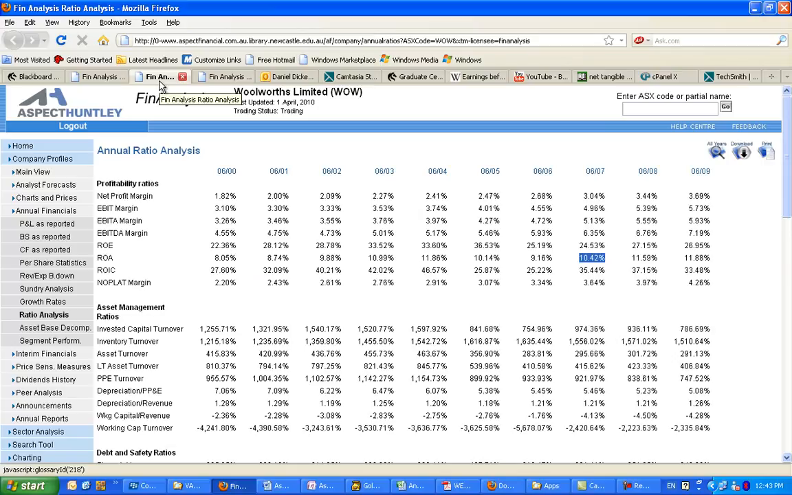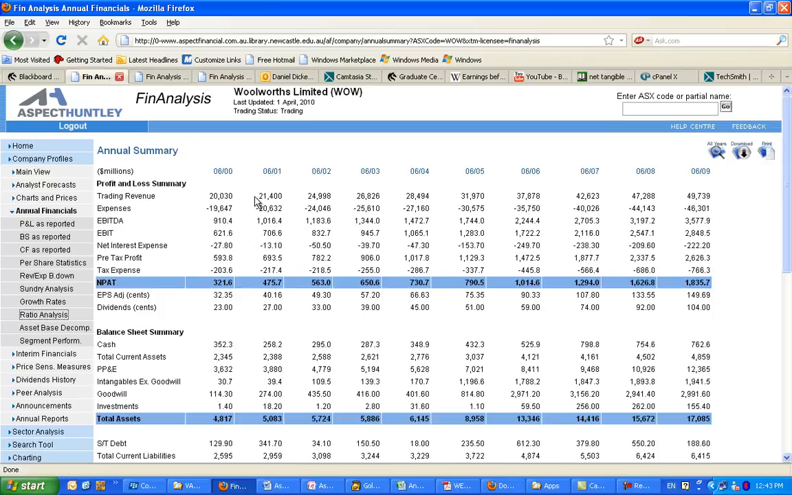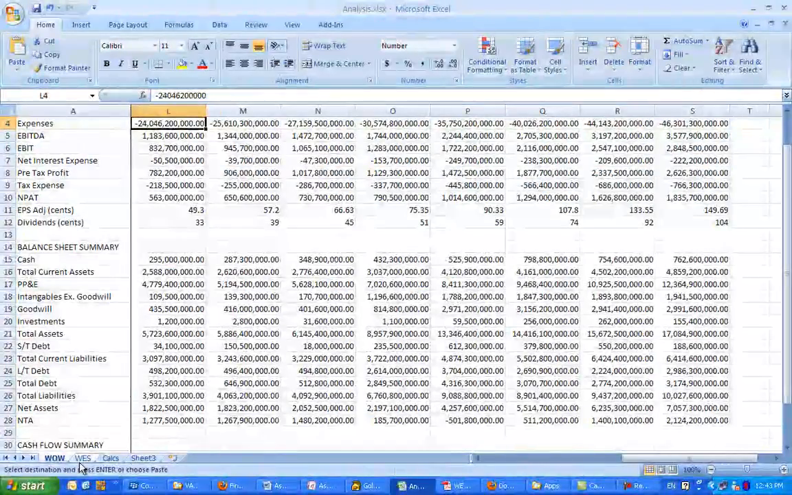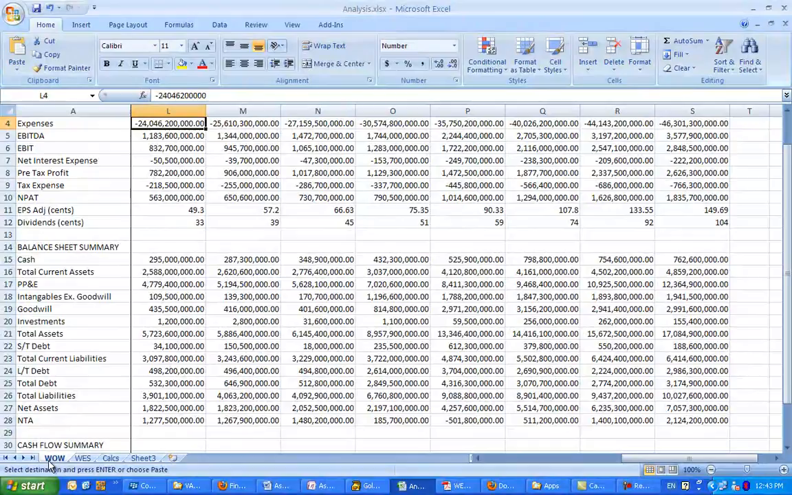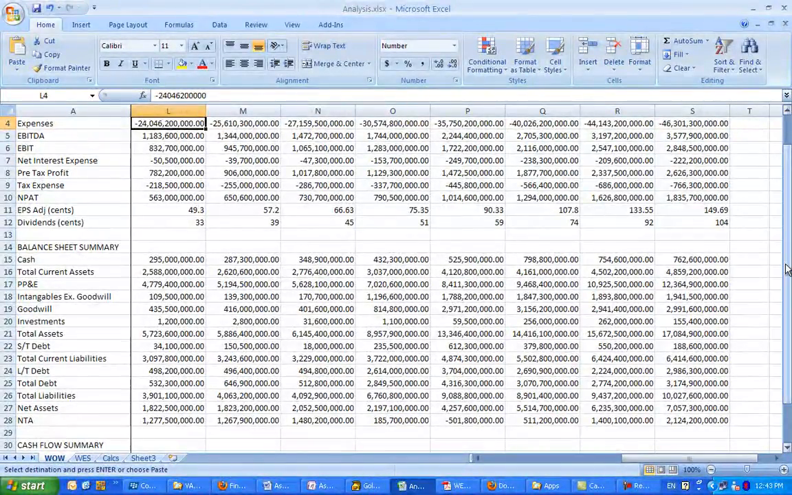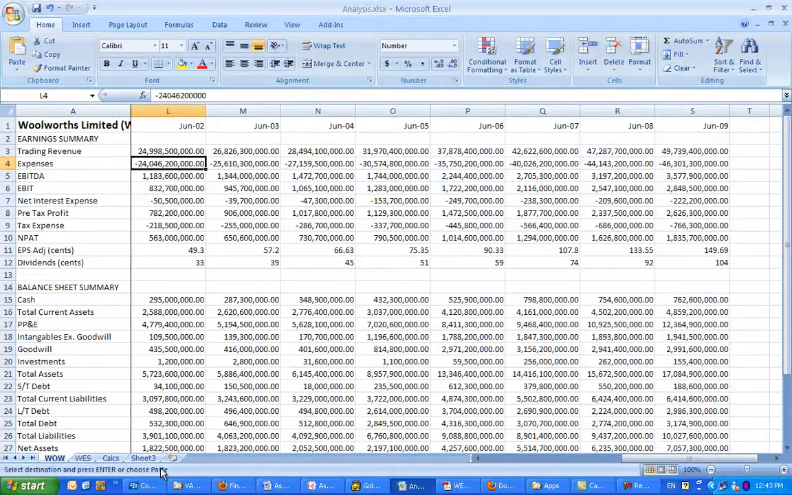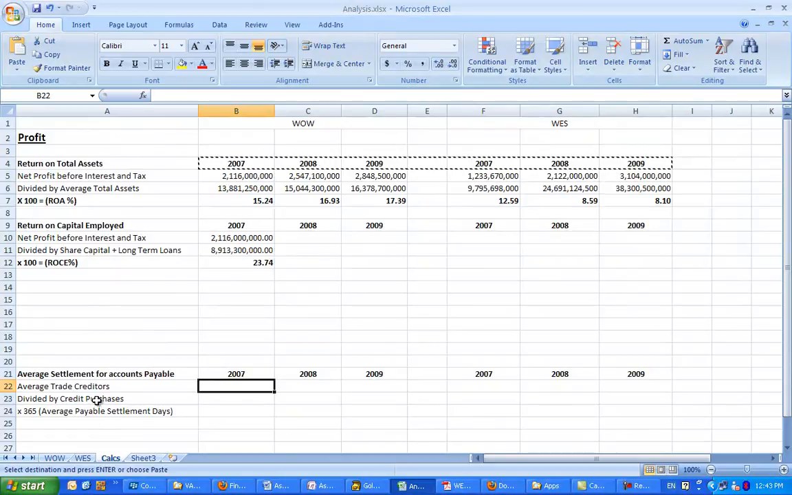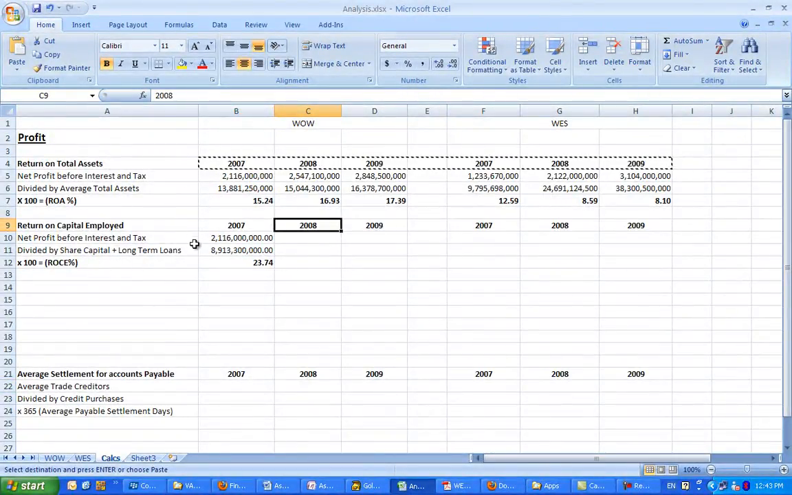When I've been doing the calculations myself, what I've done is I've copied the information that sits here across into a spreadsheet. You can see down the bottom here that I've got my WOW page, which has all of this information copied into it. I've then set up another worksheet over here which has all of my calculations in it, and you can see that I'm starting to work through these calculations now.